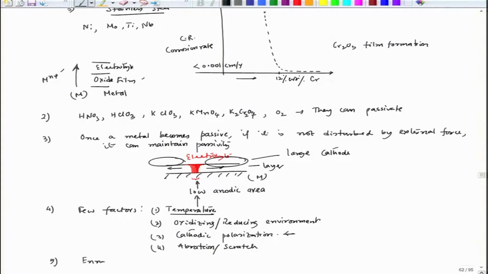Finally, ennoblement. So, ennoblement due to passivity happens, which means it can change its polarity. This is one instance. In other cases, the metal potential, if we have a very active state, for example iron, if it is active, the potential could be in the range of around minus 500 to 600 millivolt.